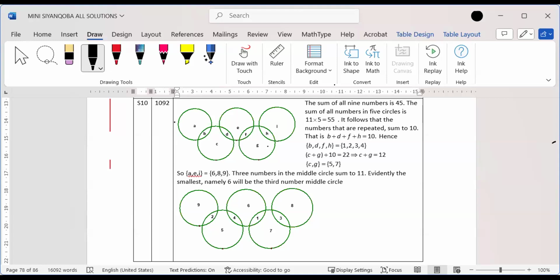Now, if C plus G is 12, then there's only one way you can get 12, and that is 5 and 7, right? Because you got 1, 2, 3, 4, and you got 5, 6, 7, 8, 9. And which two numbers from 5, 6, 7, 8, 9 add up to 12? You get 5 and 7. Maybe this is 5 and this is 7. Or you could have 7 and 5. Okay, so I had 2 and 9. And I could have had 7 and 5.